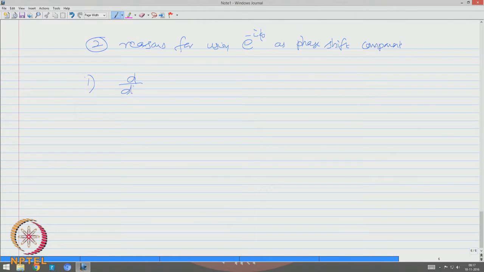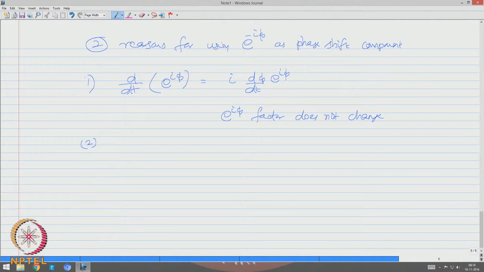You say d by dt of e power i phi is actually i of d phi by dt of e power i phi. What does it mean? The e power i phi factor actually does not change under derivation, or when the differential term is included. It only becomes i times the same factor.